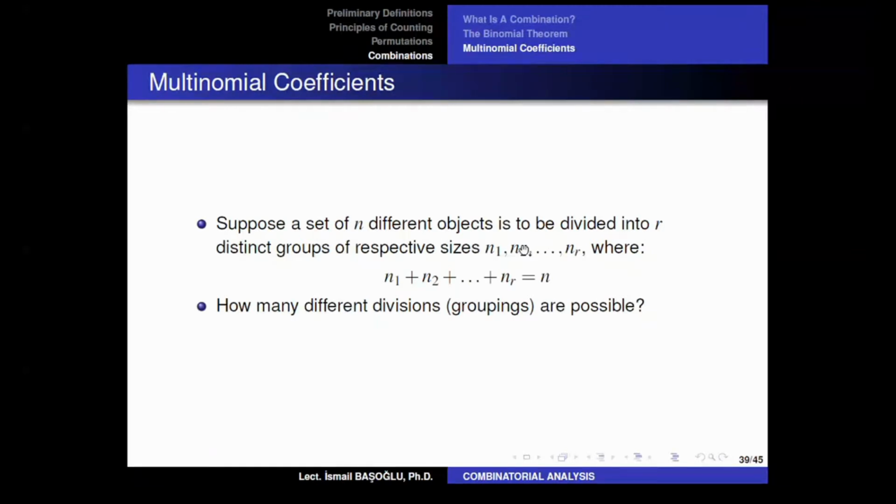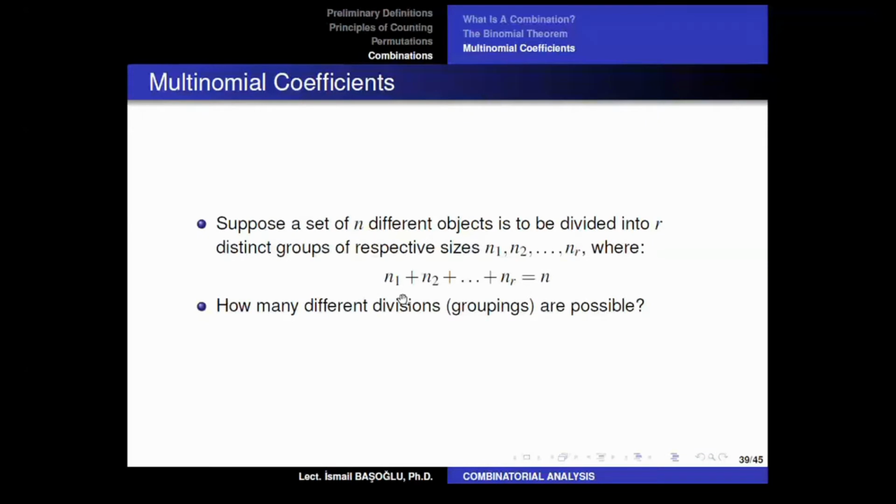So here, n1 plus n2 plus so on plus nr must be equal to n, because all of the objects are going to be allocated. They are going to be put in the boxes. So we are basically creating groups here. The question is this: in how many different ways can we create these groups?